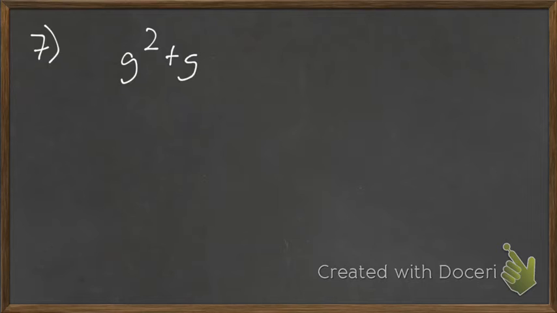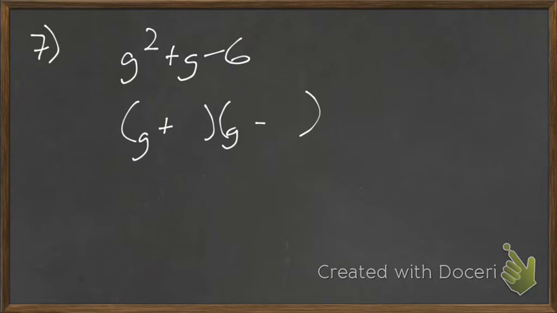G squared plus G minus 6. All right, I'll take care of the hard part. G times G, okay? So different. Now, how do I get a negative? When I write a negative sign. No, one of each. I need a positive and a negative.